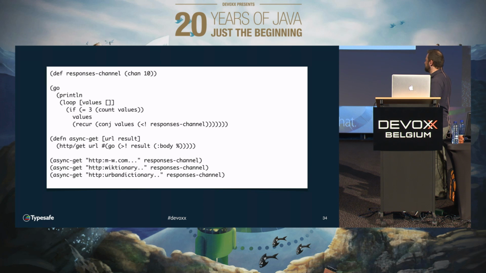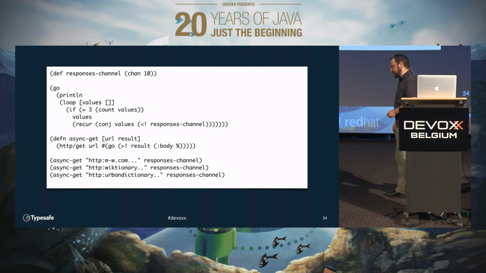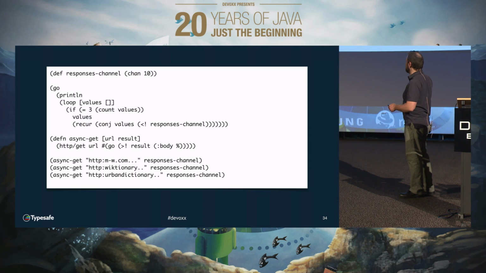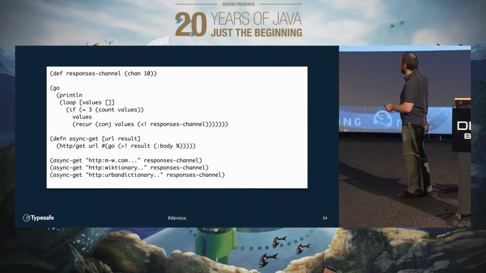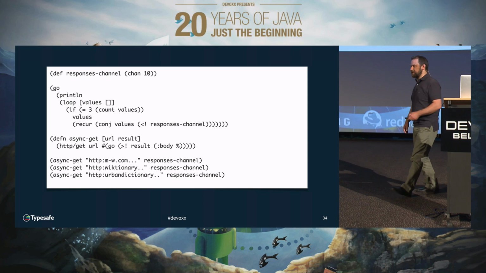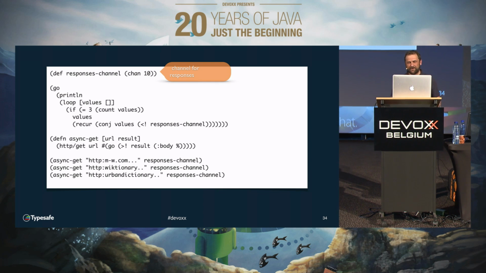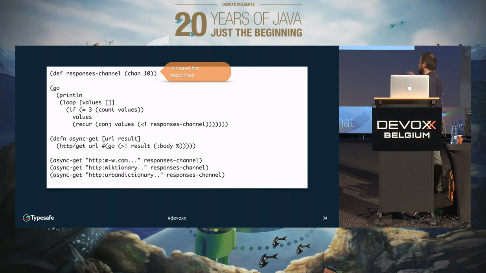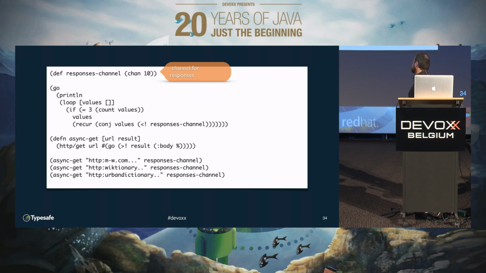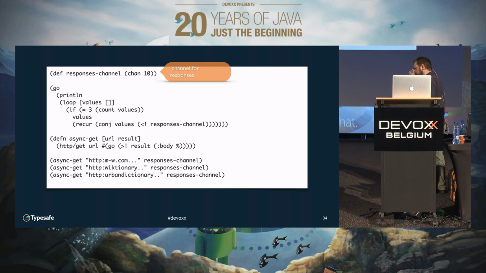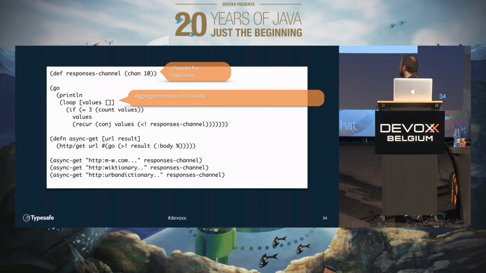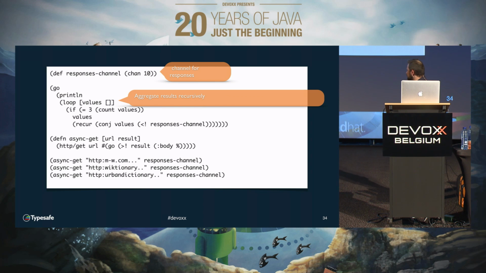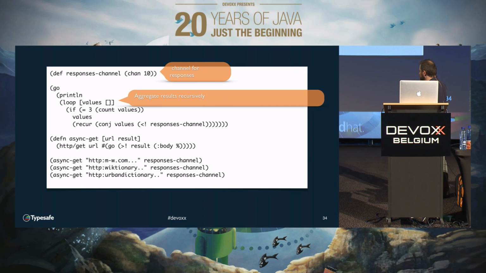When it has aggregated 3 values, because we know it's 3 websites we're querying here, it will just return this, and then this println will get the values and print them out. So what we did here is we defined a channel, again, a buffer. We can take a couple of responses there to have it nicely async. We will aggregate the results recursively, sort of blockingly waiting on something coming from the channel, and then just put it back into this function.